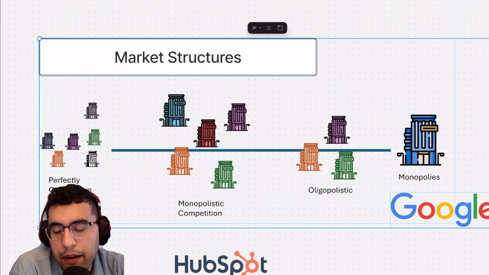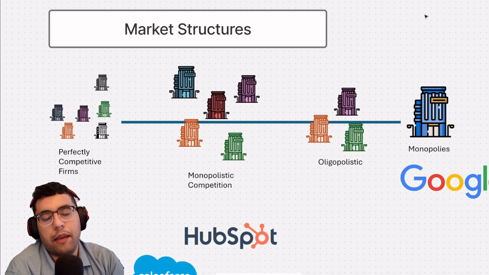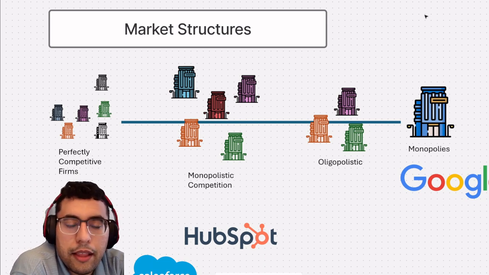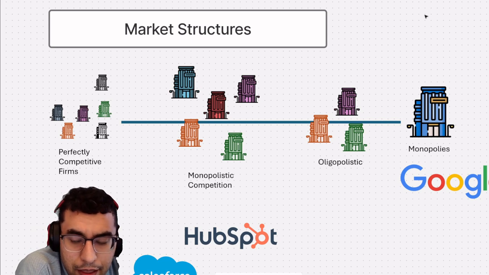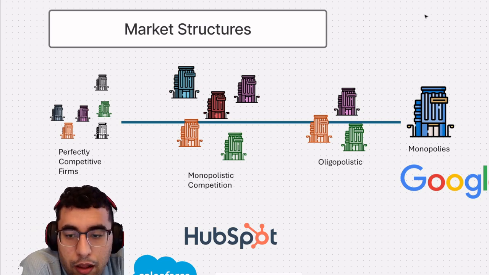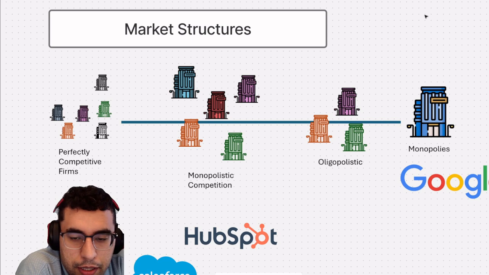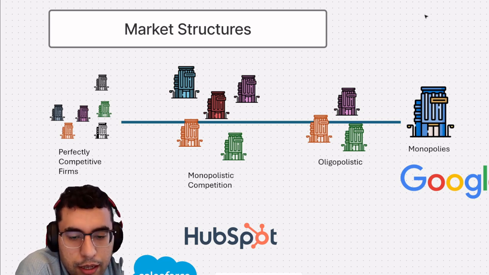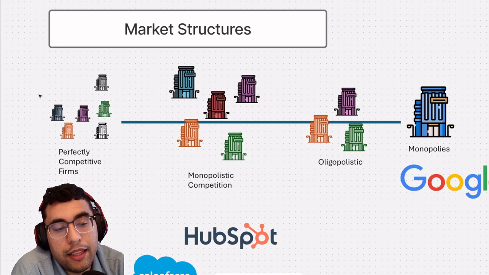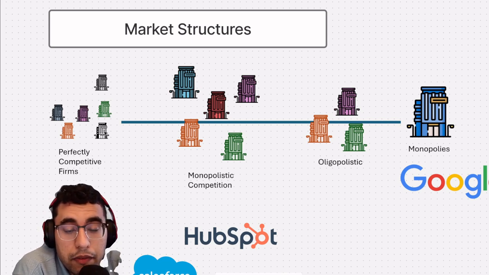So in competitive analysis, and if you take an MBA course, you'll just learn about this, there are things called market structures in microeconomics. There are monopolies, oligopolies, monopolistic competition, and perfectly competitive firms. If you're a software startup, you're mostly in this perfectly competitive firm.